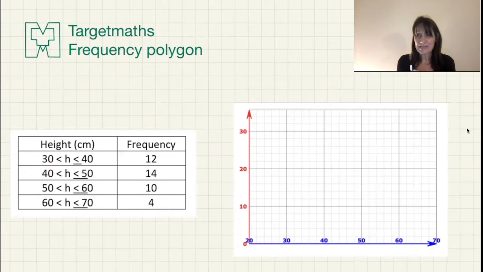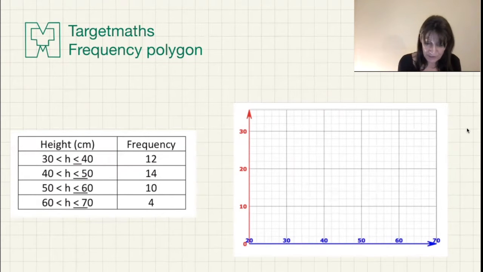It is incredibly simple. You will be given a table, and most likely one with a class width. So when I look at this table, it's telling me that I've got 12 numbers that lie between 30 and 40, but I don't know what they are. So I am going to need to represent this class width as fairly as possible. You've heard this before, haven't you? This is exactly the same as when we're estimating the mean. So I am going to be using the midpoint to help me fairly represent this class width.